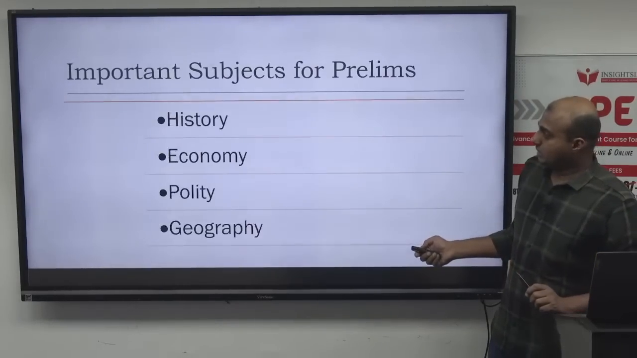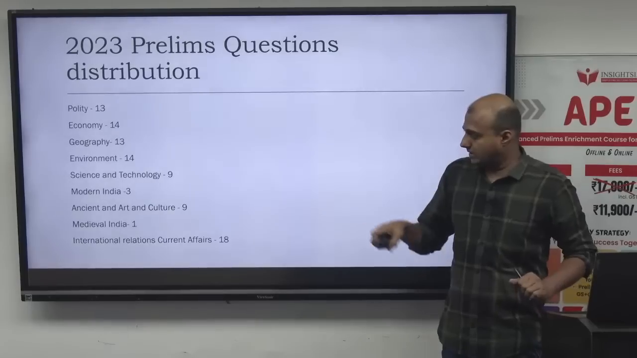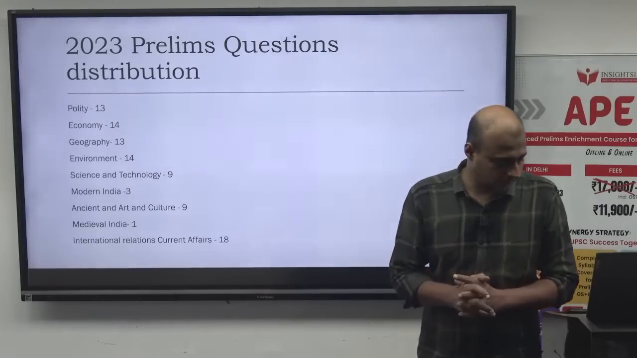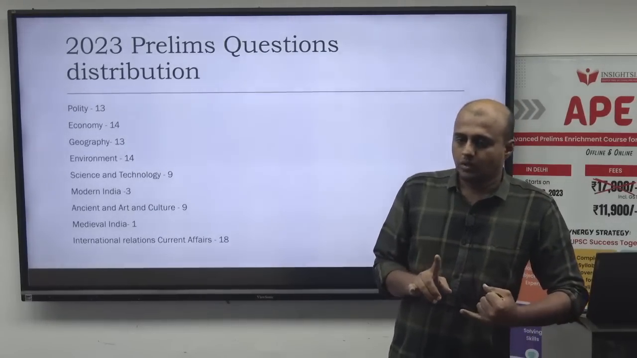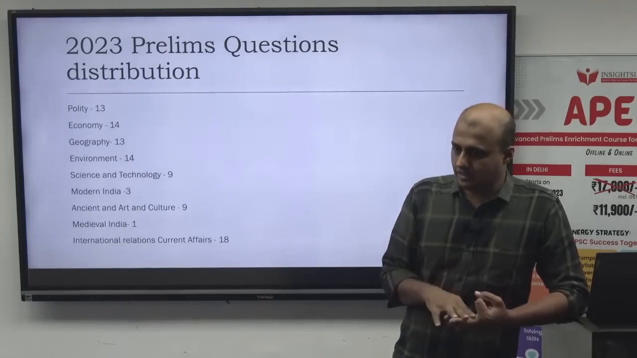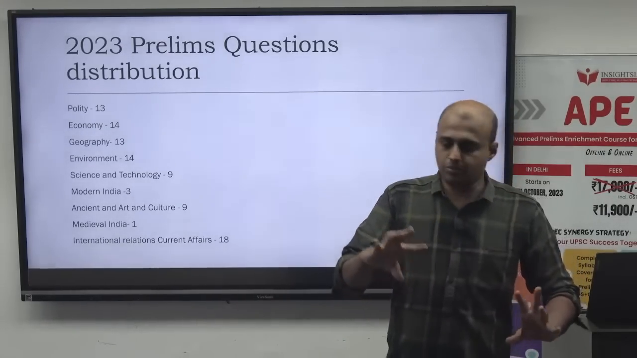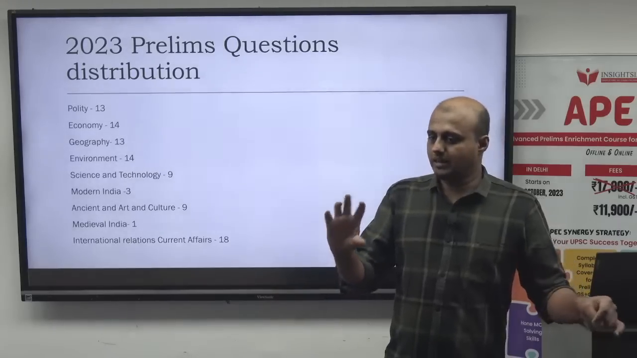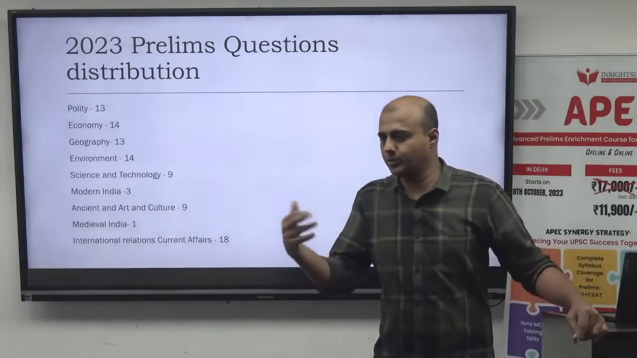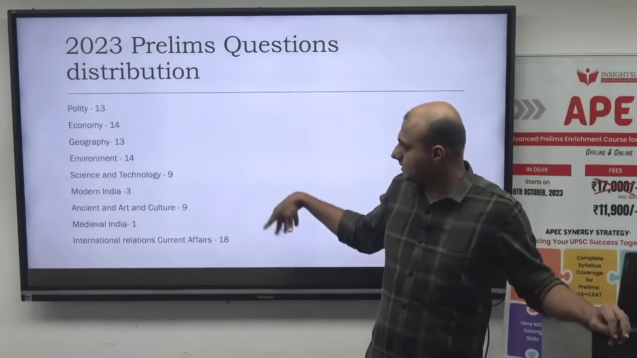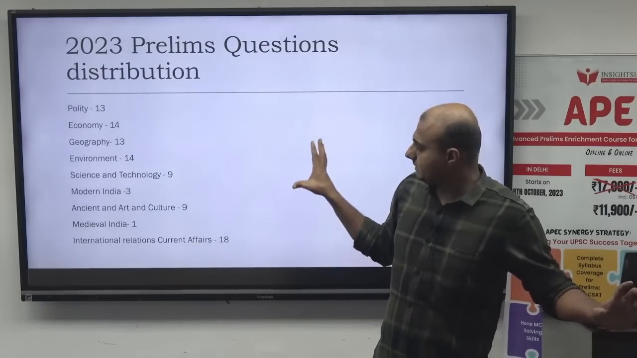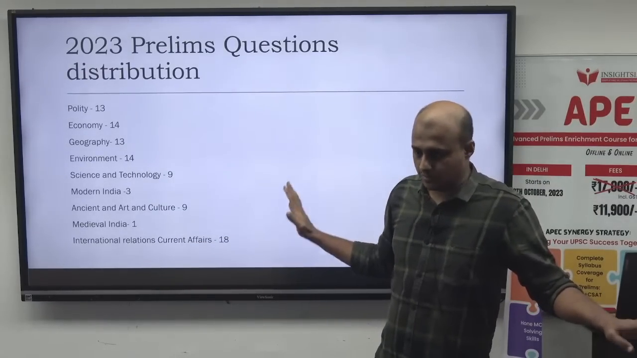Now look at the 2023 distribution. Again, this varies depending on how you have categorized the questions. If you categorize into geography, environment, agriculture, if you group it into one, that becomes another classification. Let's say there are Act-related questions, the 1833 Act, all those things. Will you put it under modern India, or under polity? Depending on that, the importance or the number of questions will keep varying. But this is the larger picture, 2023 prelims.